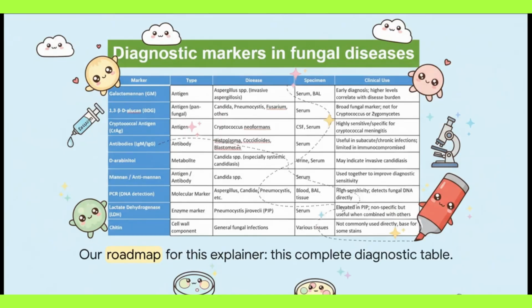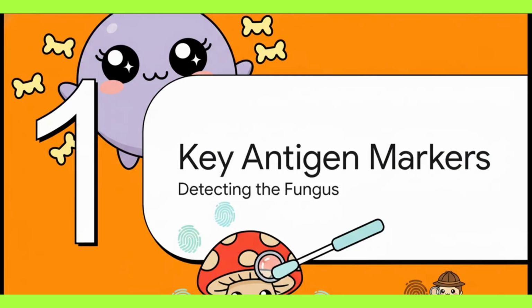Okay, so this is our guide. This diagnostic table you see here is basically our roadmap for this entire explainer. We're going to walk through it marker by marker so we can really understand what each one tells us, when we should be using it, and, just as important, what its limitations are. Let's get started. We're going to start with the most direct approach, antigen markers.